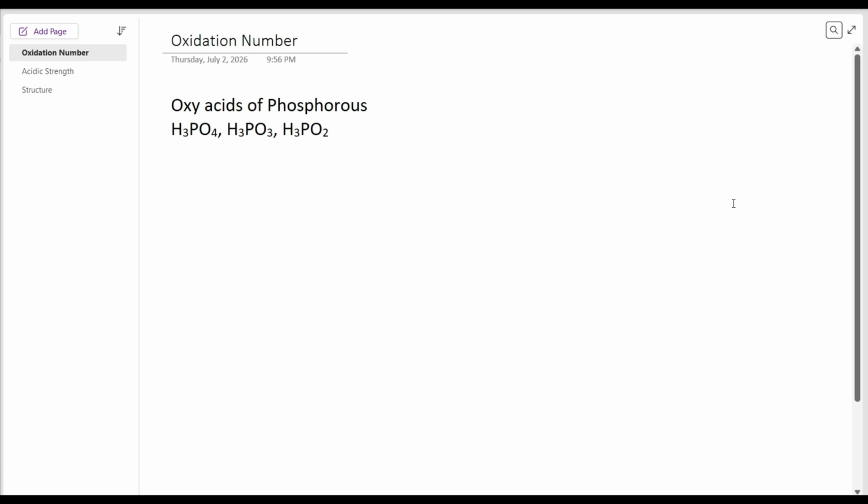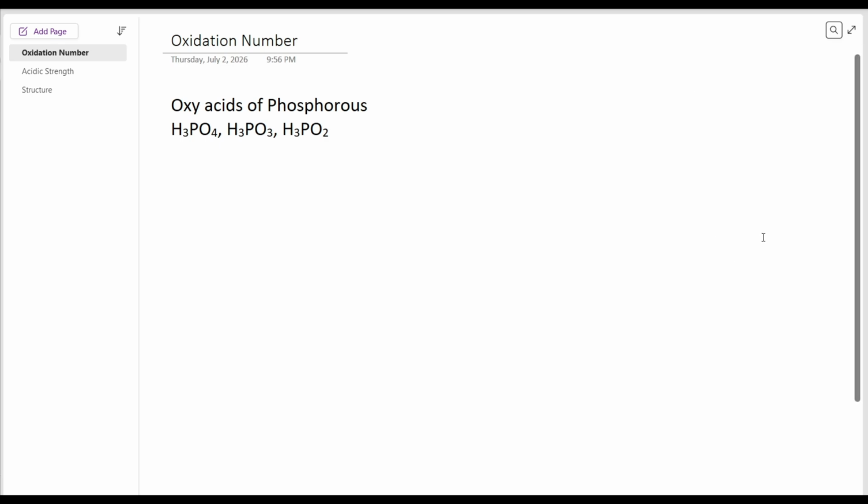Today we are going to talk about oxy acids of phosphorus. We are being given three compounds: H3PO4, H3PO3, H3PO2. First we'll try to find out the oxidation number with a simple equation, and then we'll try to understand what the oxidation number tells us about the acidic strength, and then we'll also draw the structure for the oxy acids of phosphorus to understand what type of answer can be deduced from the structure.